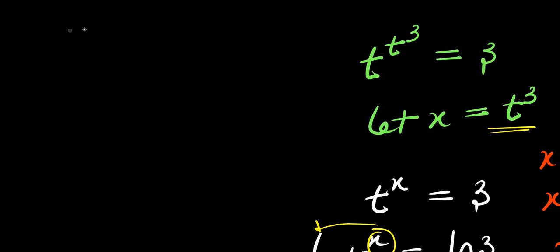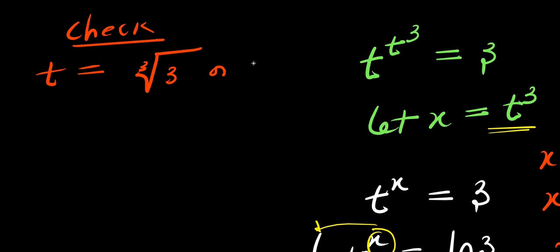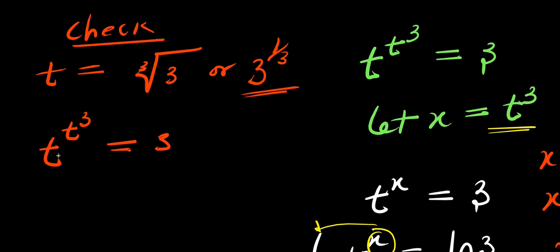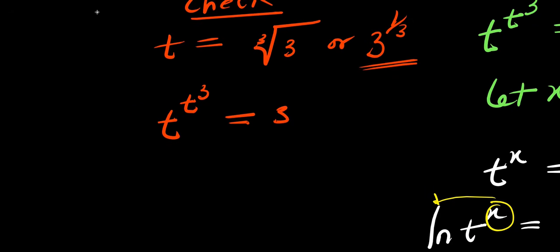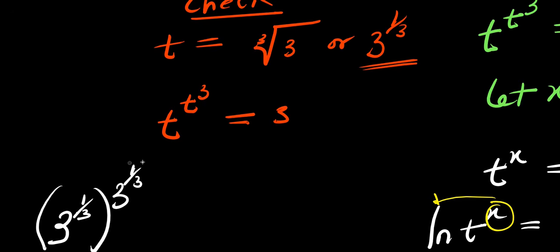The next thing we are going to do is to check our t equals cube root of 3 or 3 power 1 over 3. And the question remains t power 3 equals 3. So let's insert this value for t and let's check if it's going to satisfy the equation. I have 3 power 1 over 3 raised to the power of 3. Is this equal to 3?